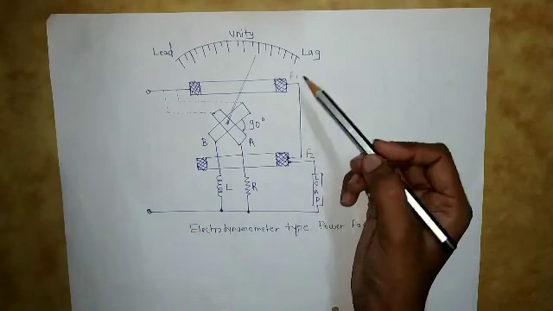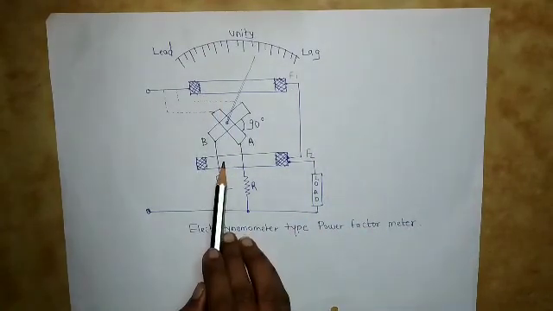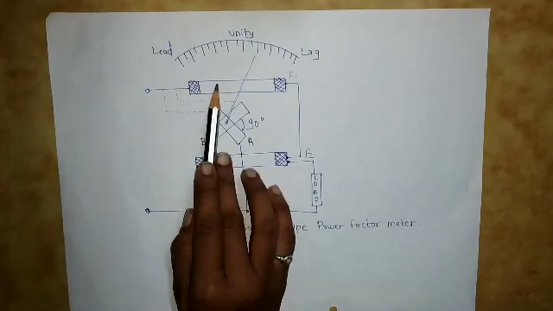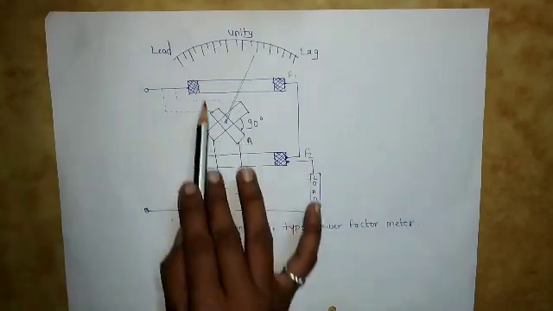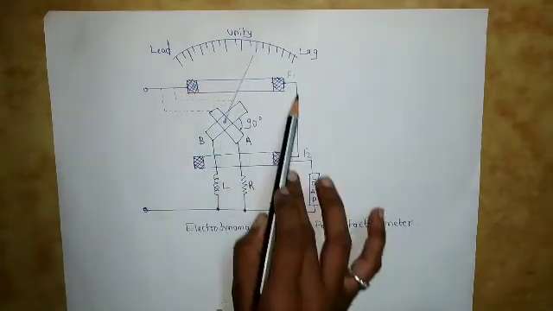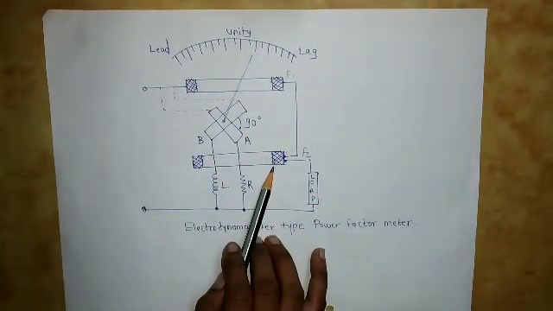Here you can see F1 and F2. F1 and F2 are the two fixed coils which are connected in series. You can see here, these are connected in series.